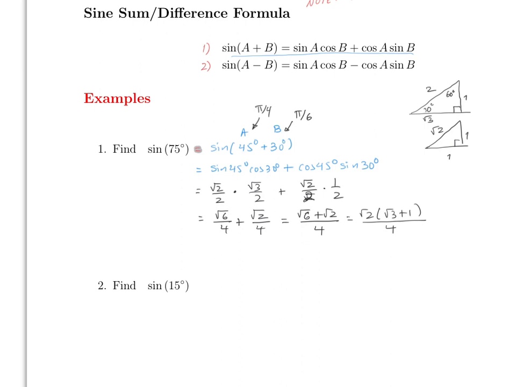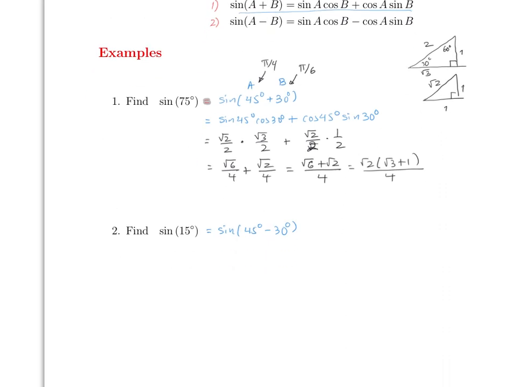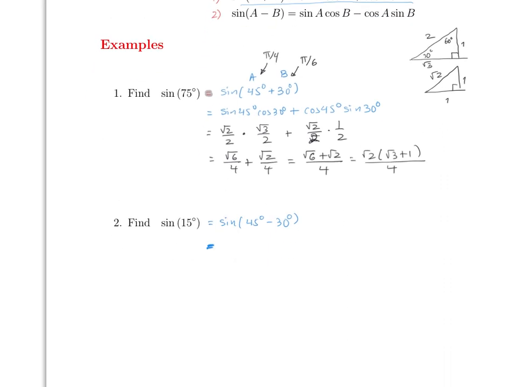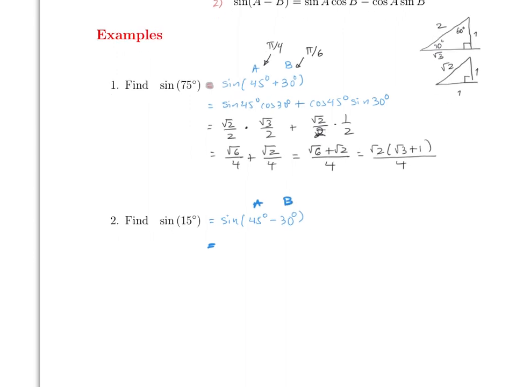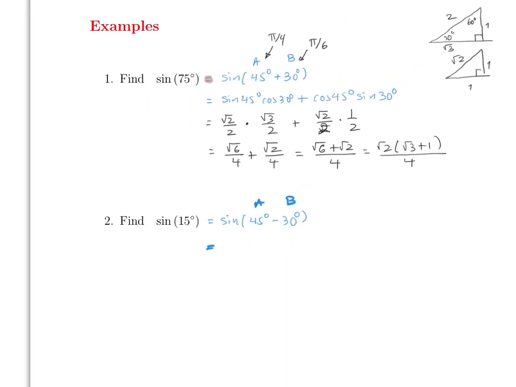For 15, we're going to use the different formula. Notice that 15 is the same thing as 45 minus 30. So 45 minus 30 is 15 degrees. Again, this is A and this is B. So we use the formula one more time. It's going to be now sine of 45 cosine of 30, but now it's going to be minus cosine of 45 and then sine of 30.